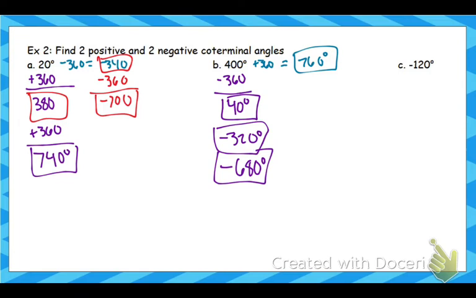All right, so negative 120, again, we can add or subtract 360 as many times as we want to. I'll start by subtracting so we can go ahead and get those negative ones. So negative 480, subtract 360 again, that's negative 840. Then we can add 360 to the original negative 120 and get 240. And then I could add 360 to that and get 600.